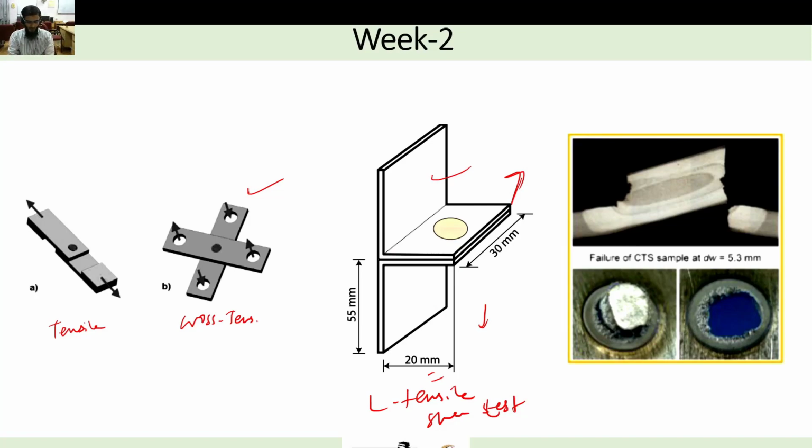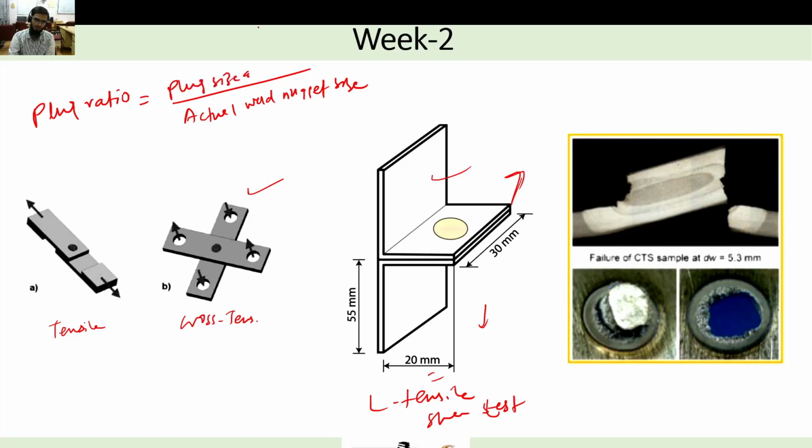How do we determine whether my spot weld sample is good or not? There is a term called plug ratio, which is defined as the ratio between the actual weld nugget size before the testing, and after you do the testing, either the L tensile shear test or the cross tensile test, you measure the plug size after failure. So this is the ratio between the plug size after failure to the actual weld nugget size.